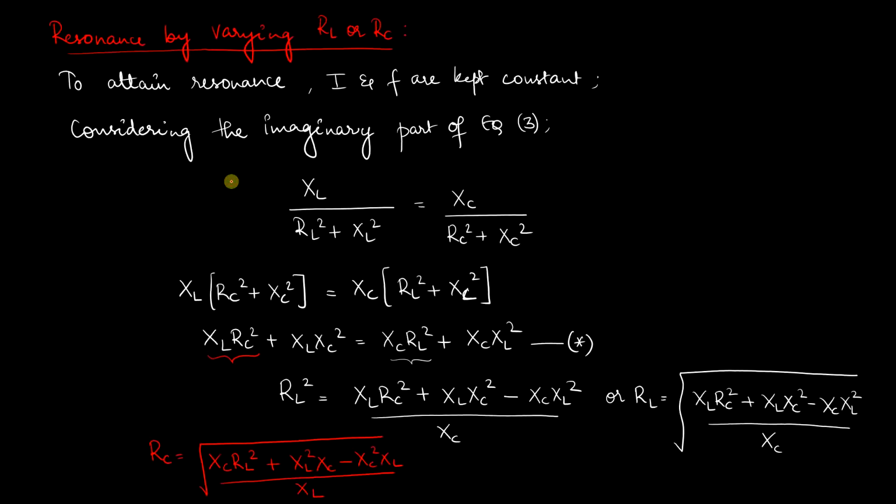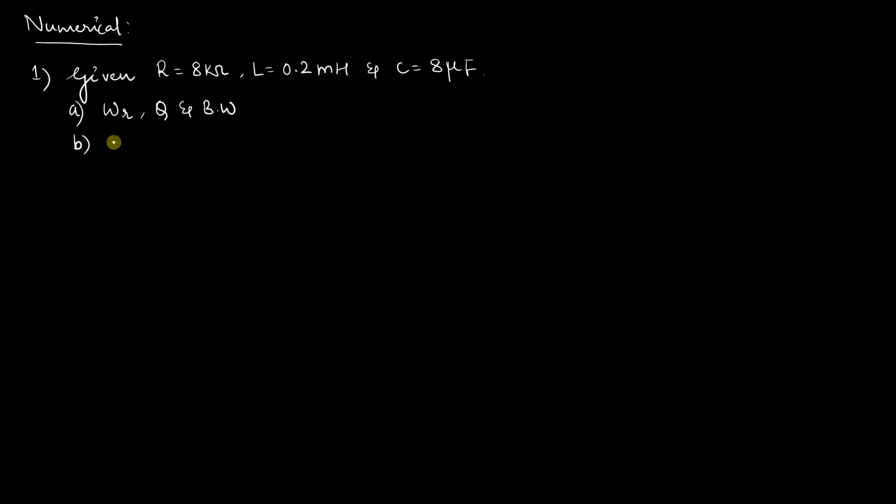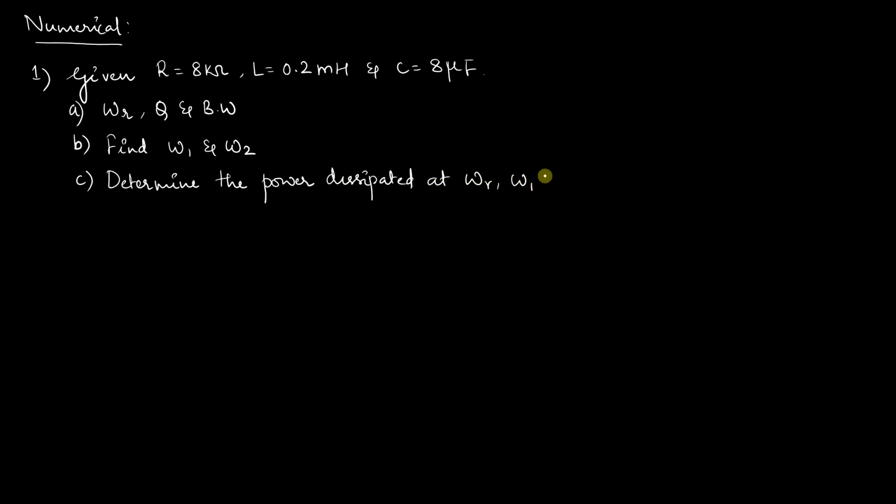Let's quickly solve one numerical. In the parallel circuit, the value of R is equal to 8 kilo ohms, L is equal to 0.2 millihenry, and C equal to 8 microfarad. You are asked to calculate omega R, Q and bandwidth. Sub question B, you need to find omega 1 and omega 2. Sub question C, determine the value of the power dissipated at omega R, omega 1 and omega 2.